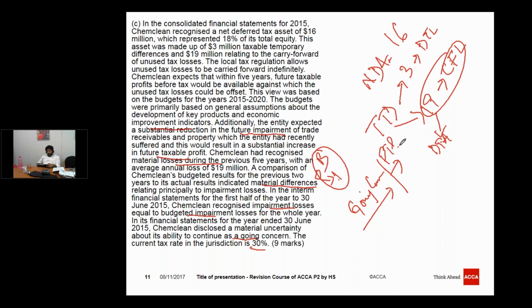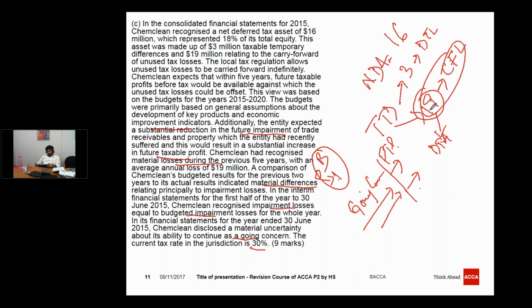So these are some evidences. The first one is there is a material difference between the previous year's actual and the budgeted. Second one is the ChemClean company has recognized the full amount of the impairment loss, and previously the company was saying that the impairment loss will be reduced, but you can see that here the impairment loss is increasing. And finally, the company's going concern is in doubt. So on the basis of this, you can say that we don't have the convincing evidence that there will be future taxable profits against which we can utilize these unused tax losses.